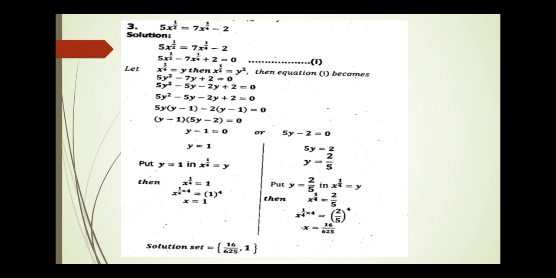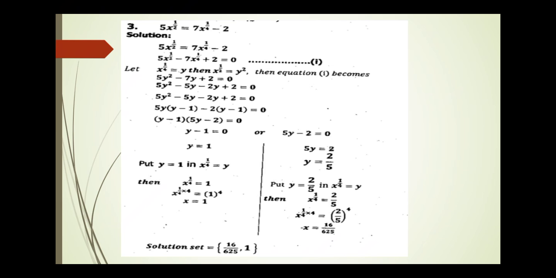5x^(1/2) = 7x^(1/4) - 2. Here in this equation, you can see the variables occur in exponents. So what to do? We will take the smaller exponent and name it y, and then taking square on both sides, that will become y squared, and that will be the bigger one. Like x^(1/4) is the smaller one, so we took it as y. Then taking square on both sides, it becomes x^(1/2) equal to y squared.